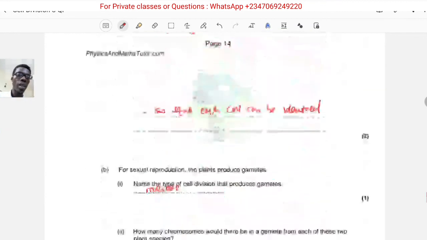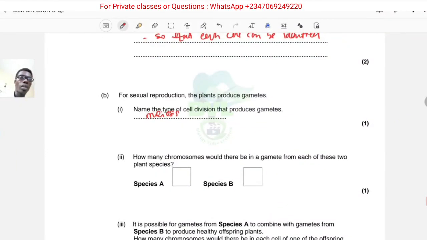All right, so he's saying here that how many chromosomes would there be in a gamete? Okay, that's the body cells. So the gamete is going to be half of that. So it's going to be 4 here. For B is 16, it's going to be 8 here.